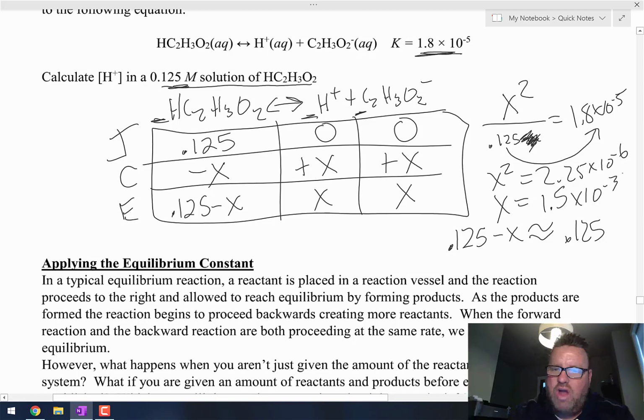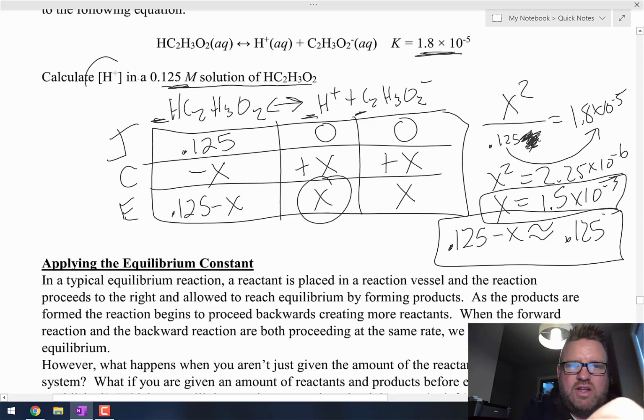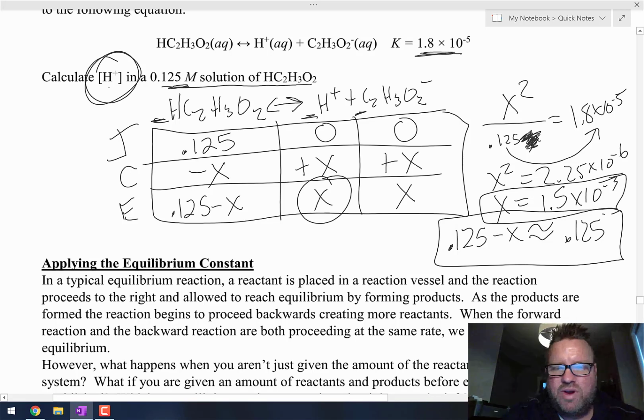Okay, and if you notice that, that's a pretty small number. X equals 0.0015, which means that if we had actually subtracted this, it still would have been like 0.124. Still really, really close to 0.125. And so our answer is close enough that we can say, yeah, let's just get rid of that minus x on the bottom by making this assumption here. Because the answer is 1.5 times 10 to the minus third. That's the hydrogen ion concentration, and that's what they're asking us for in this question.